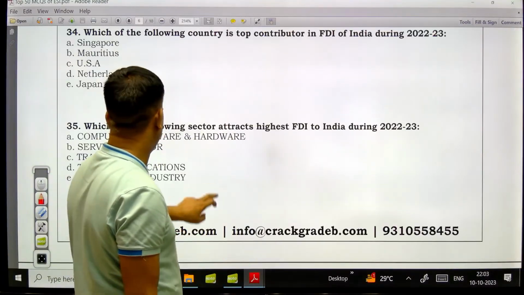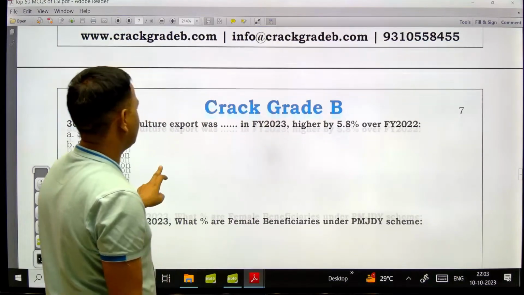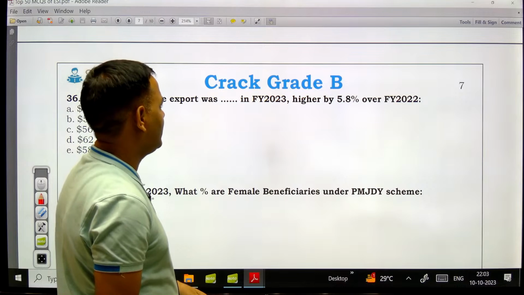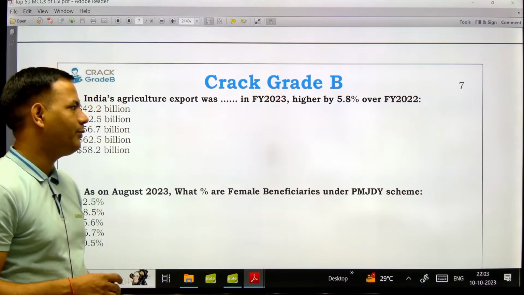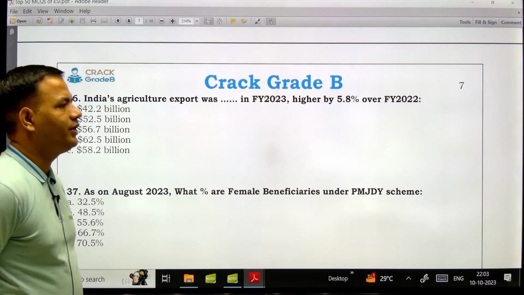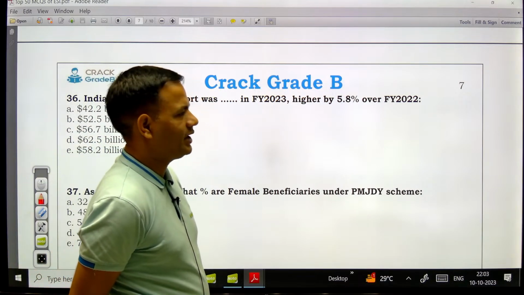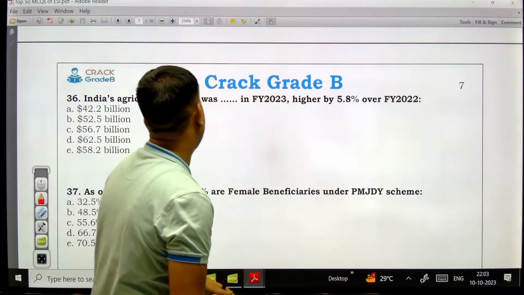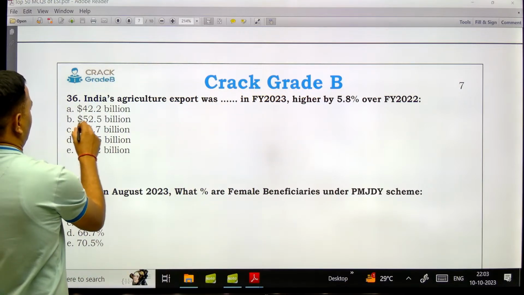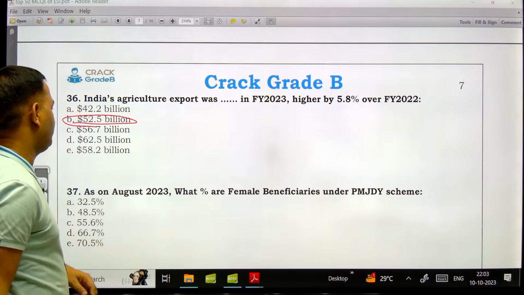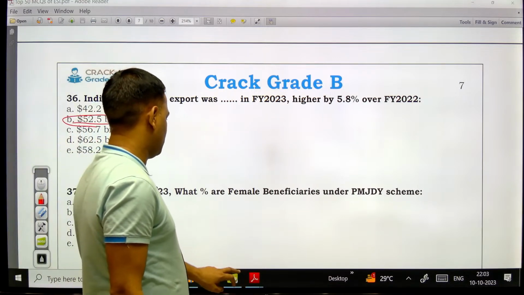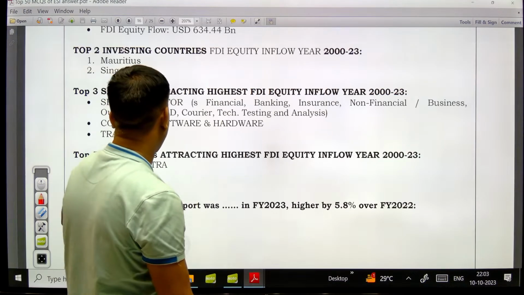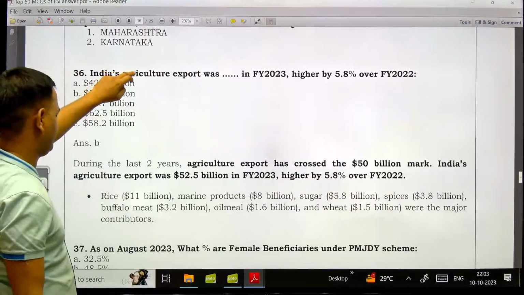Next question: India's agriculture export was what amount in financial year 23? Higher by 5.8% over 22. If you know last year's figure, then an increase of 5.8%, you can easily guess. It is 52.5 billion. That is the right answer.